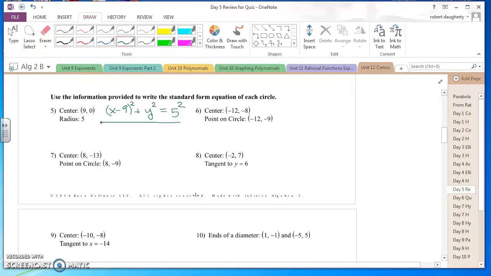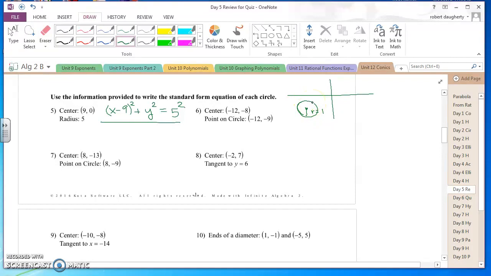In circle number 6, I give you the center and I give you a point on the circle. So you've got to see, how do you get the radius from that point? This one's pretty easy to find, so I'm going to draw that one out. So if that's -12, -8, and that's my center, then negative 12, negative 9 is on the circle. So if this is the center, and this point is on the circle, it means that my radius is 1. So the circle does that.